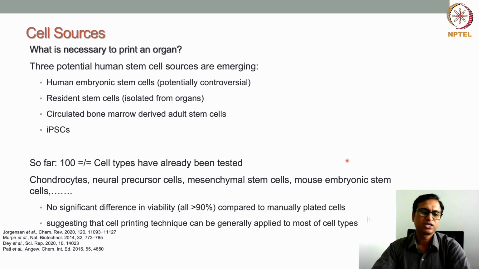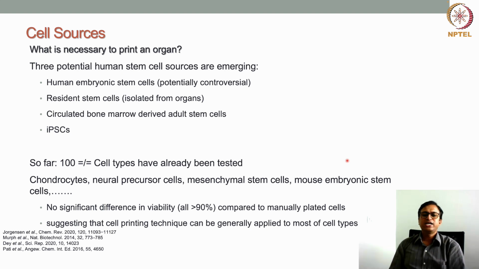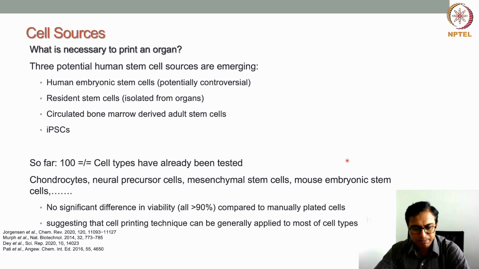But if you are not working directly on transplantation, then you can use any other cell types, cell lines that are available, and some primary cells are also available. Those you can also use. So far, more than 100, and maybe this number is increasing every day, more than 100 different types of cells have been tested for bioprinting. They have been used for bioprinting applications.